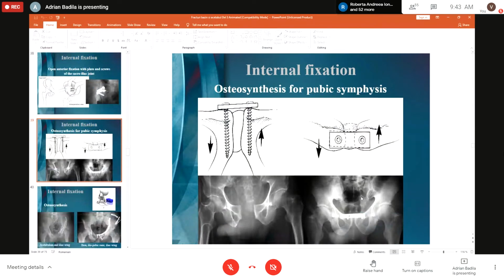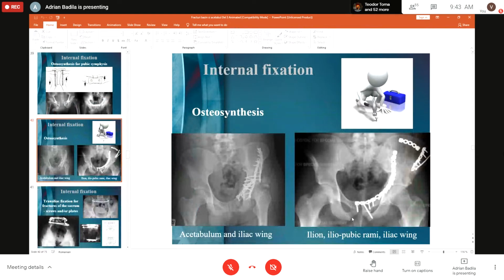Osteosynthesis of the pubic symphysis can be performed with plates. Here we have a diastasis, a dislocation of the pubic symphysis. This is the preoperative image, and in the postoperative image, we can see a reduction and osteosynthesis with a plate at the level of the pubic symphysis.